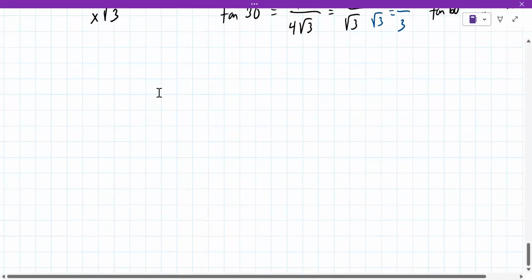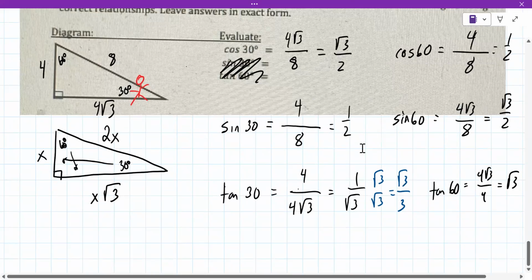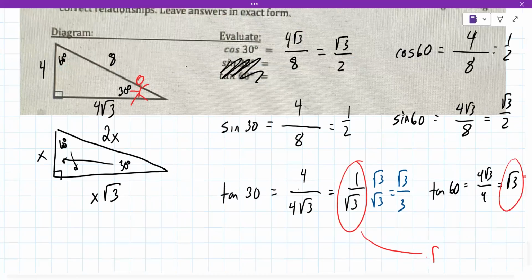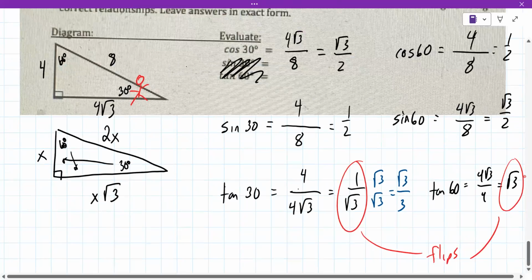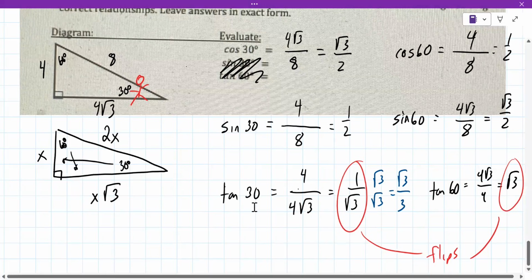So tan's the only one where they're not matching up with anything. Well, they're actually reciprocals. See how they're the flip? Let me see if I can show you that. So there is a kind of a way to figure that out. The others match, that one flips. Reciprocal is the more mathy word.